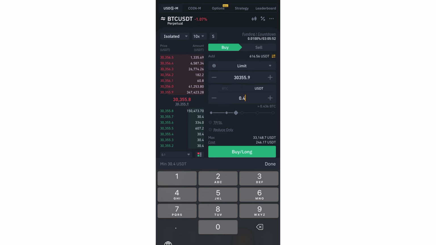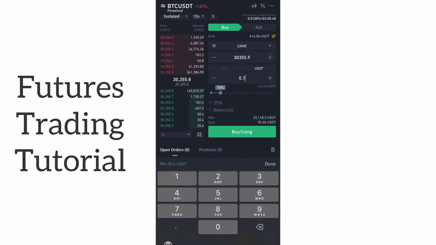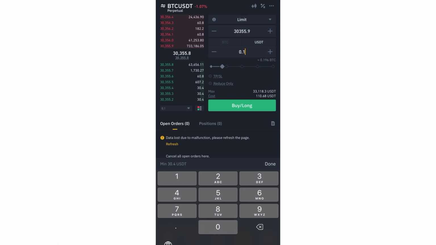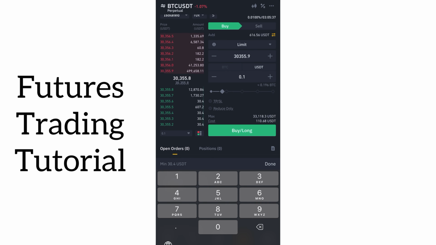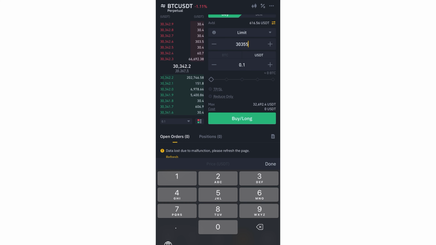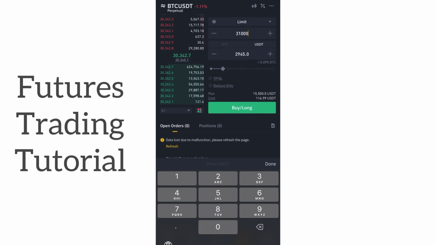Now, how much from your wallet do you want to use to buy? You can just drag this. You can see this line. You can just drag it. So you can see I want to use $110 to buy this coin on futures at the rate of $31,000. So I'm just going to drag it to put in an amount and click buy long.